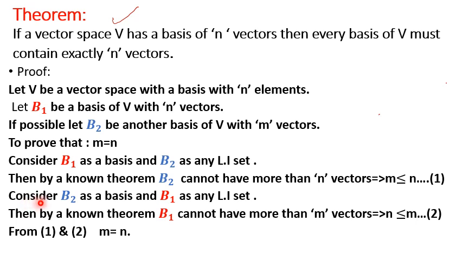On the other hand, now I will consider B2 as a basis and B1 as any linearly independent set. So we are changing the roles. B2 has m vectors and the linearly independent set has n vectors. Then by the same theorem, B1 cannot have more vectors than B2; that is, B1 cannot have more than m vectors. That implies n must be less than or equal to m. So in (1) you have m is less than or equal to n, and in (2) you have n is less than or equal to m. Then from (1) and (2), m must be equal to n.